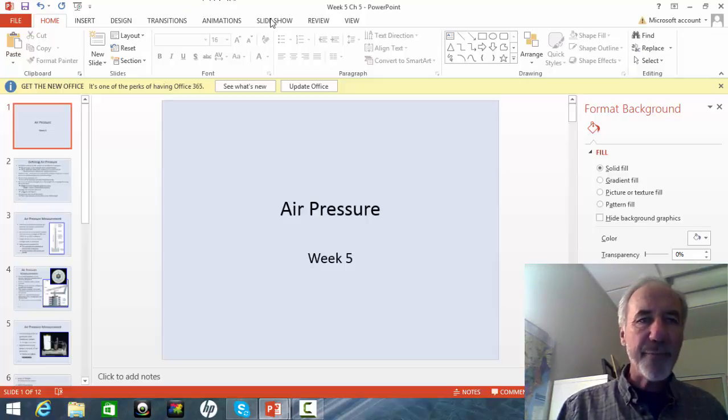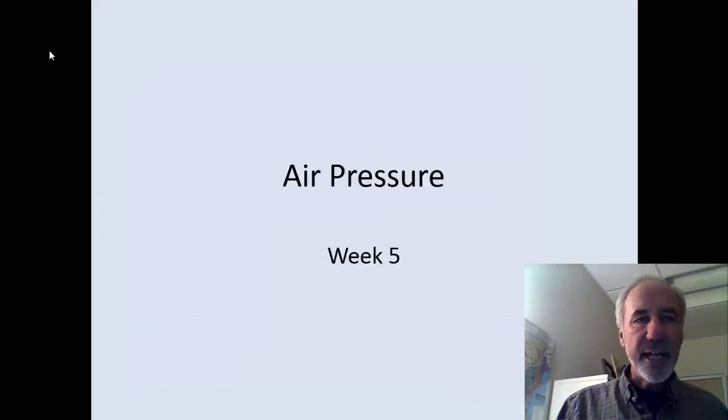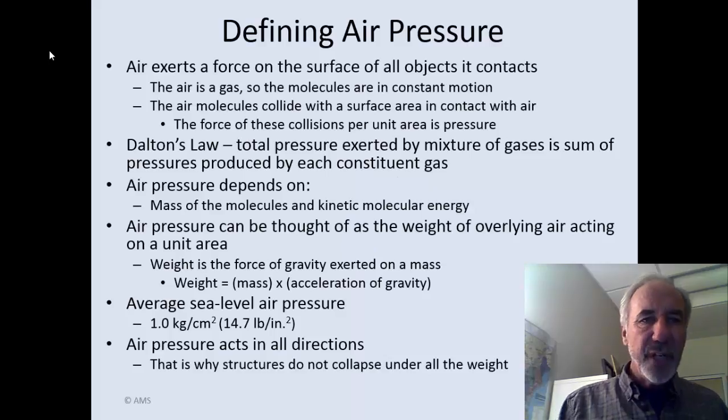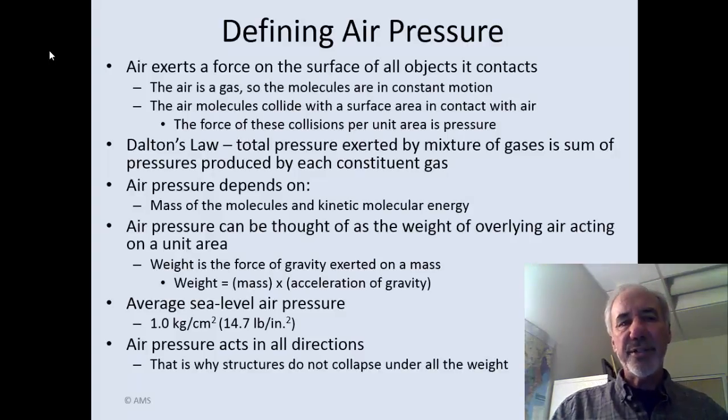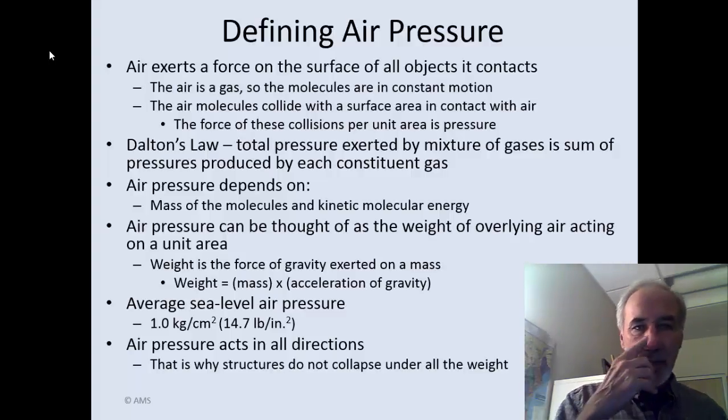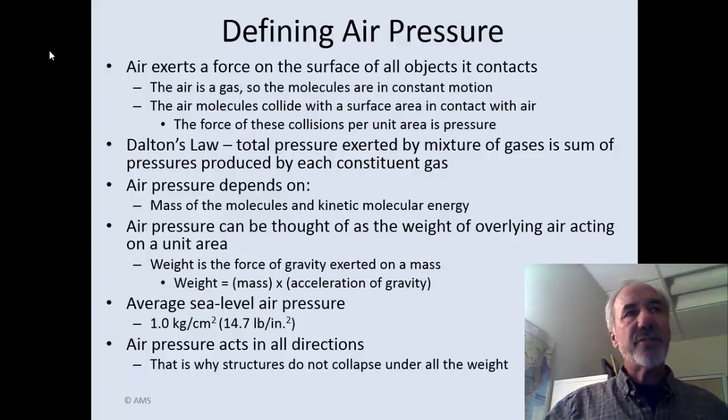This is going to be chapter 5 in your textbooks, and this is going to be taking a look at some of the aspects of air pressure, how we measure what it is, that sort of thing. So, first of all, if we want to just generally define air pressure, it's something that exerts a force on the surface of all objects: you, the ground, all of that sort of thing. Air is a gas, so as long as it's above absolute zero, these molecules are going to be in constant motion. And as these molecules in constant motion, our atmospheric gases, collide with surface areas, that creates air pressure.